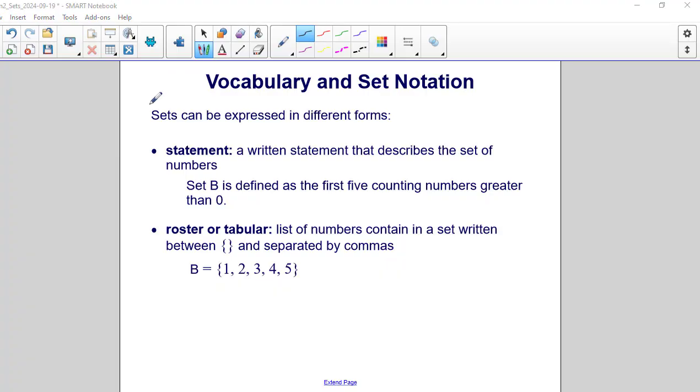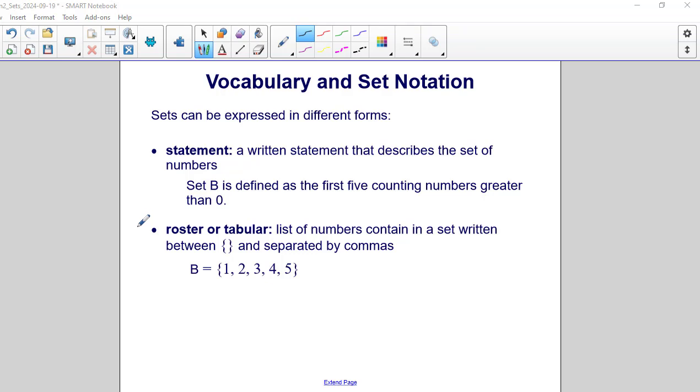Vocabulary and set notation. Sets can be expressed in different forms. One such form is known as the statement form. A statement form is defined as a written statement that describes a set of numbers. An example of a statement form would be this. Set B is defined as the first 5 counting numbers greater than 0.